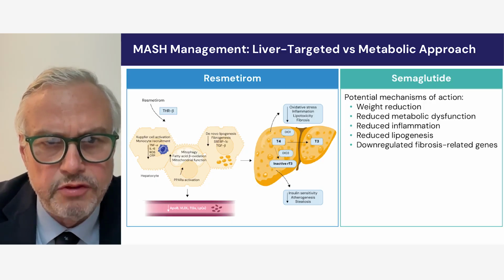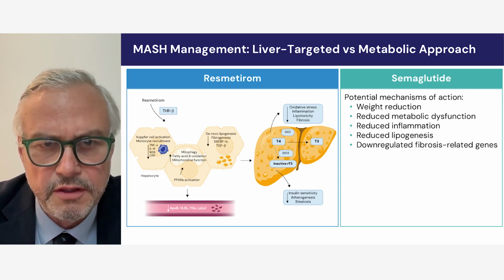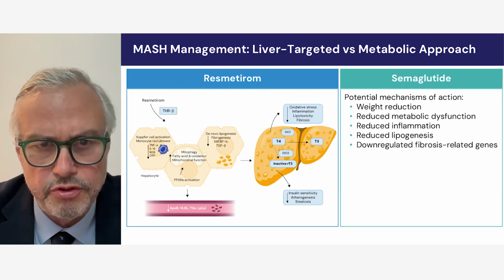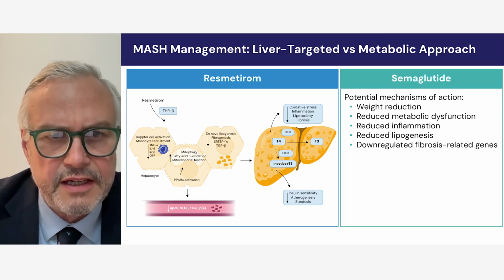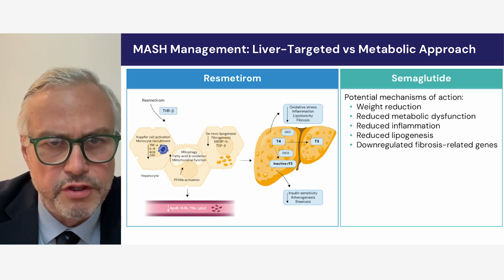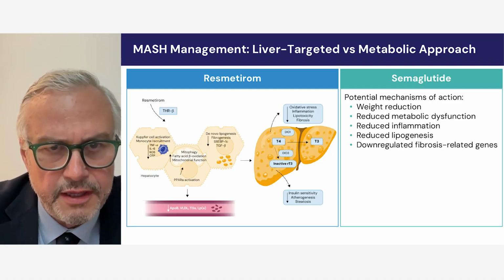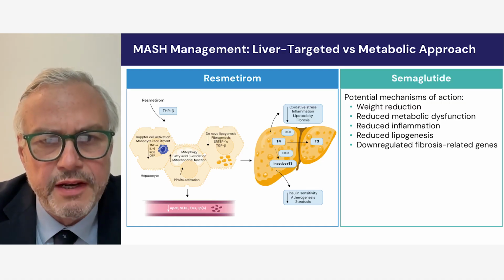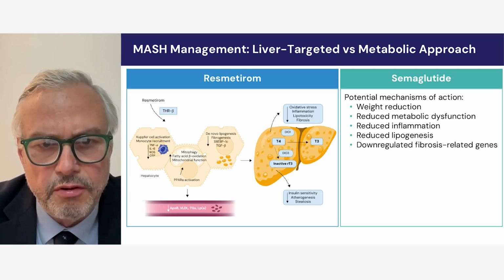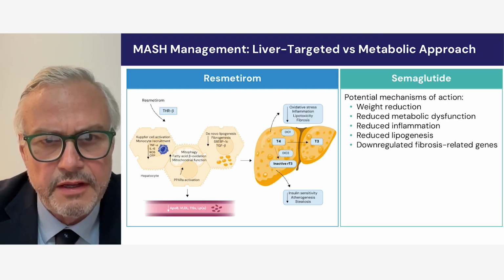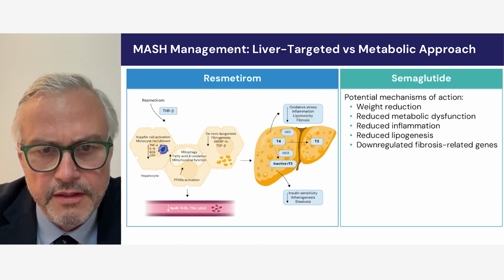So when we have to think about the approach to this patient, we have two different options. We have a liver target option and also a metabolic approach. Resmetirom, as you can see in the slide, and as has been explained elegantly in the introduction by Dr. Frank, is an agonist of the thyroid beta receptor in the liver, provoking an improvement in the lipid profile and also a reduction in the oxidative stress, inflammation, lipotoxicity, and also improving the fibrosis.